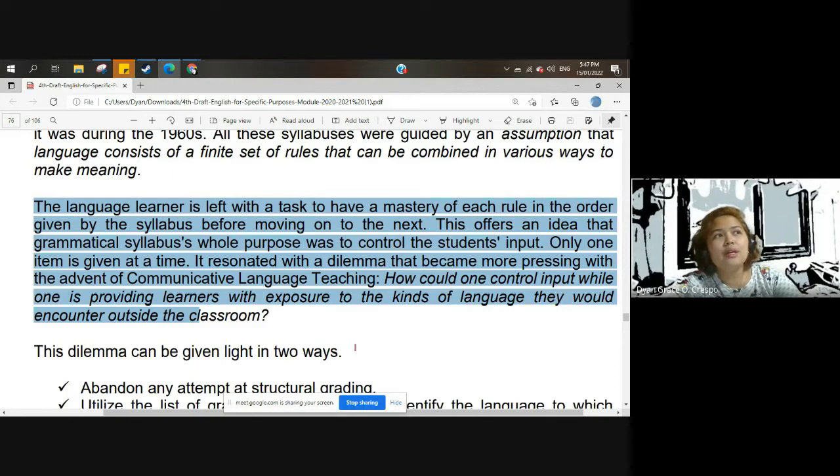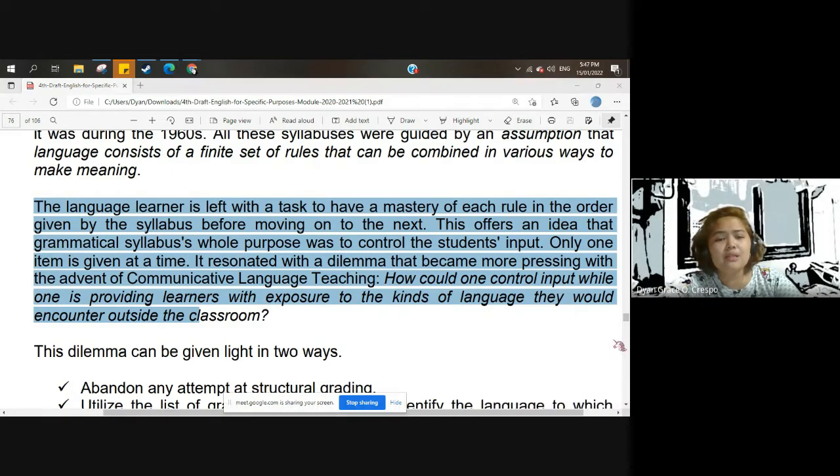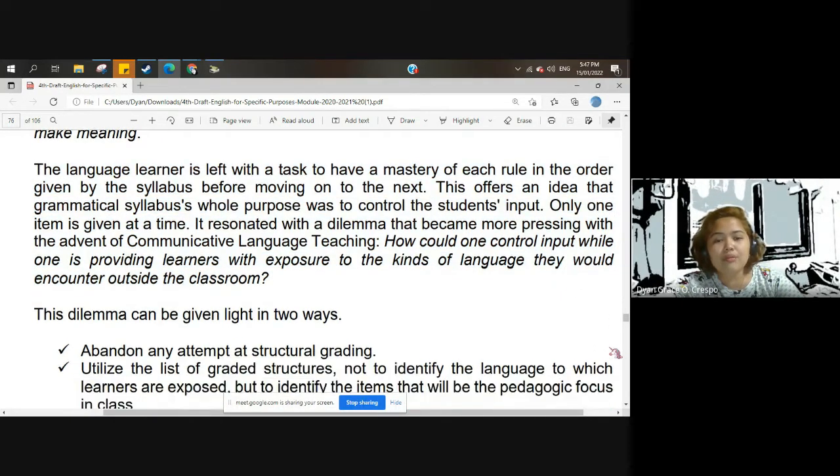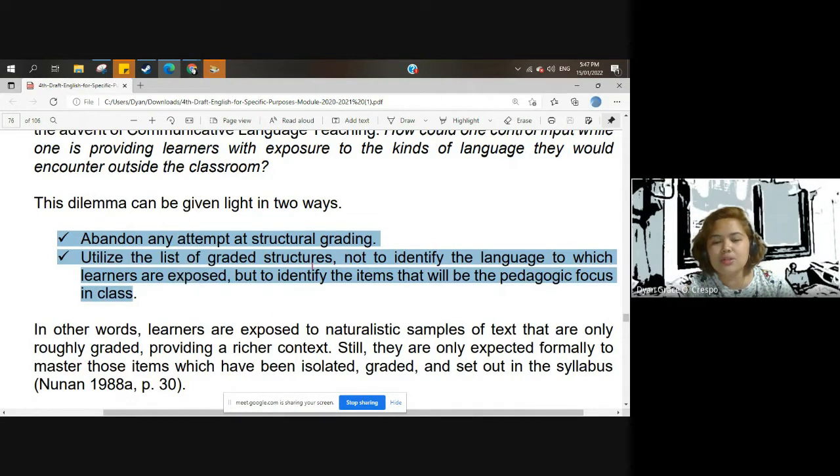Because before, students are not allowed to, hindi naman sa not allowed, but it's very disrespectful to ask the teachers. I'm not saying now, but before kasi ganun. Ngayon kasi gusto natin yung bata will ask questions so that we know if they understand. Now, the dilemma can be given in two ways. One, abandon any attempt at structural grading and utilize the list of graded structures not to identify the language to which learners are exposed, but to identify the items that will be pedagogic focus in class.